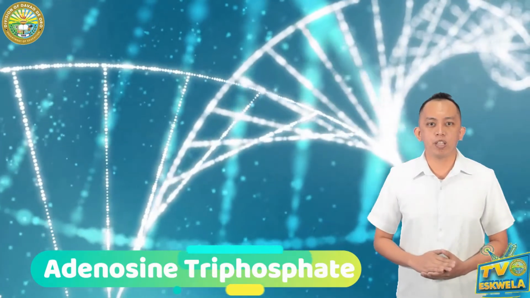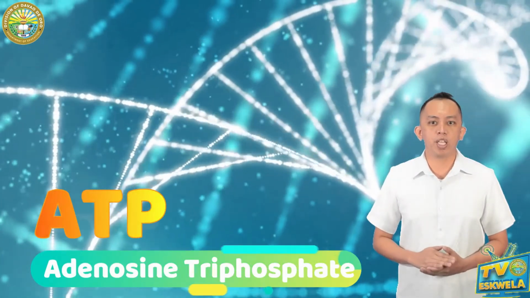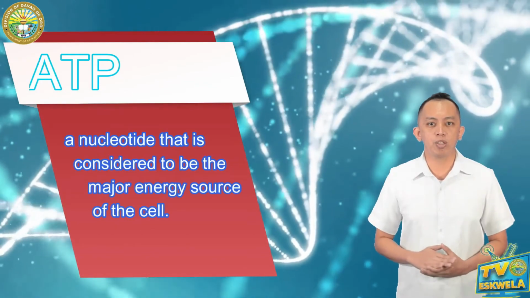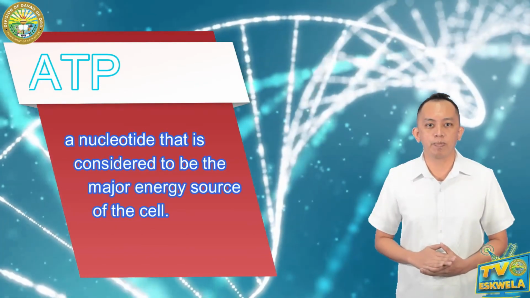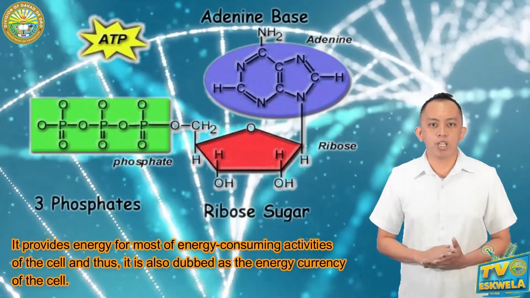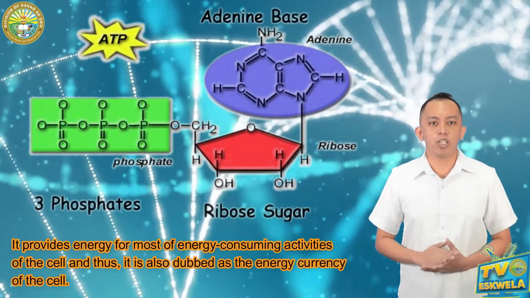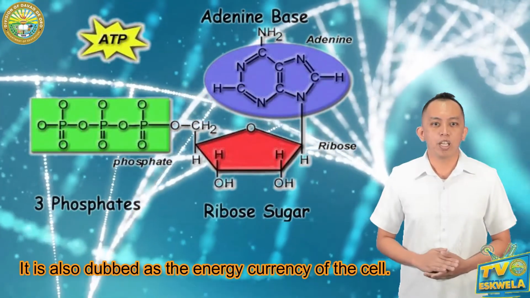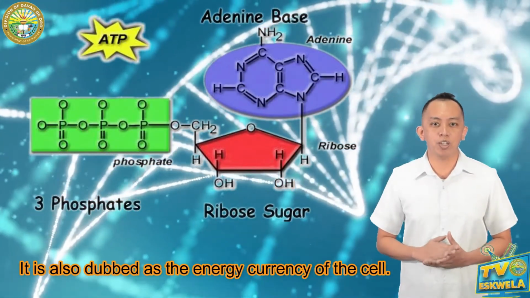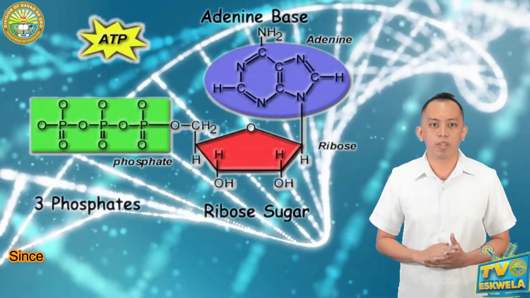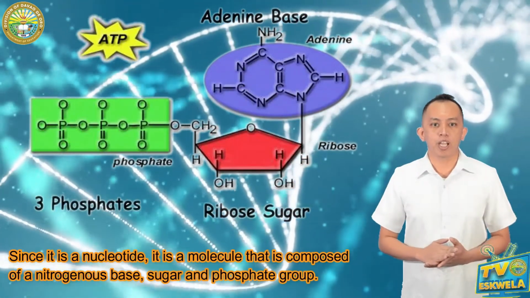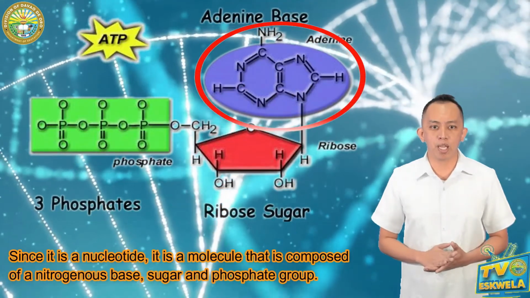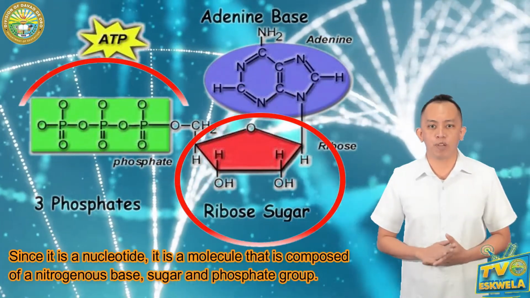Adenosine triphosphate, also known as ATP, is a nucleotide that is considered to be the major energy source of the cell. It provides energy for most of the energy-consuming activities of the cell, and thus, it is also dubbed as the energy currency of the cell. Since it is a nucleotide, it is a molecule that is composed of a nitrogenous base, a sugar, and phosphate groups.